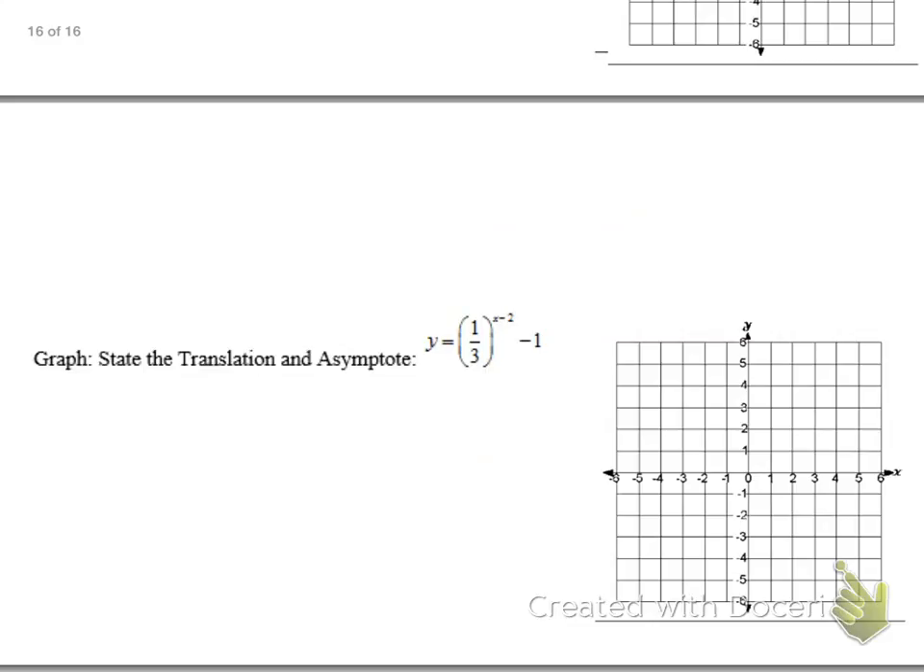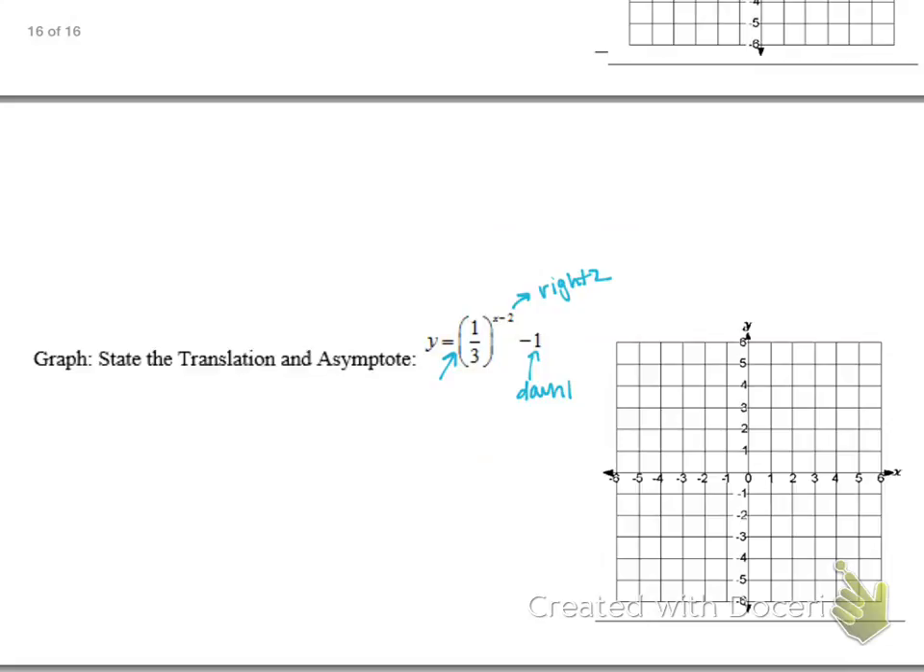Okay, my next one. So translation. So this one's confusing. So this is like our set of parentheses. So we're going to be going the opposite direction of what we think. So right 2. This is going to be the up or down. So down 1. Okay. A lot of people get this 1/3 confused. The 1/3 is the base of your formula. It's the parent function. In front of it is if it's stretching and compressing. There's nothing in front, so there's no stretch or compress or reflect. So the only things I have are right 2 and down 1.